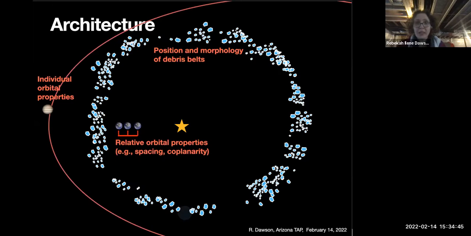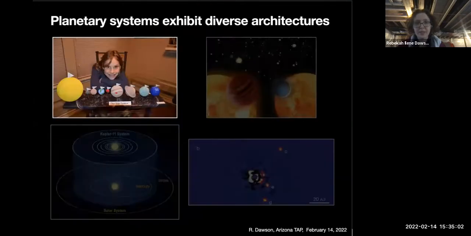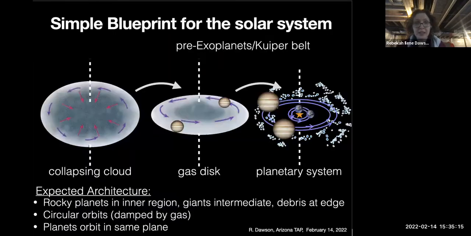More broadly, a planetary system's architecture refers to a combination of the observed orbital properties of the individual planets, relative orbital properties like spacing and coplanarity, and position and morphology of debris belts. So we'll start with the very simple blueprint that we had for our solar system's architecture prior to the discovery of the Kuiper Belt and exoplanets.